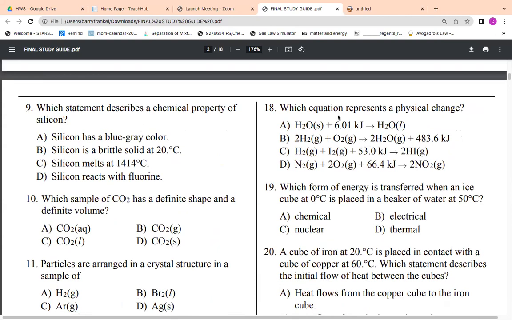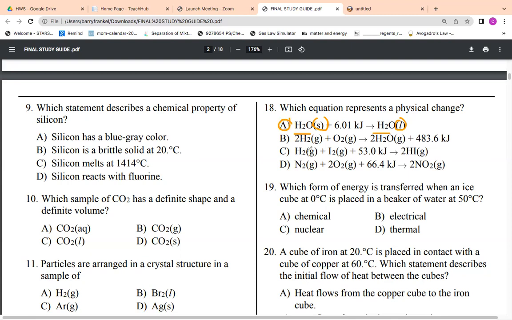All right, number 18, which equation represents a physical change? A physical change means that nothing is actually, we're not making a new chemical. Looking at A, I'm starting with water and ending with water, and the phases are different. I'm going from solid to liquid. I can see this is kilojoules, about 6 kilojoules. This is heat, so heat or energy is being absorbed by the ice, and it's being melted into liquid water. So we're going to go with A.